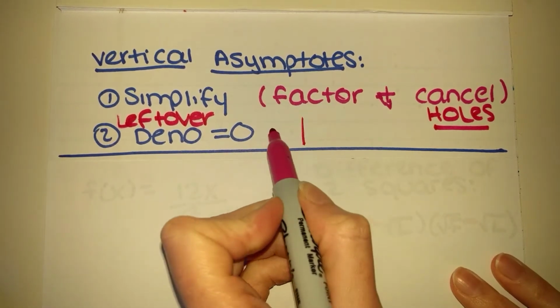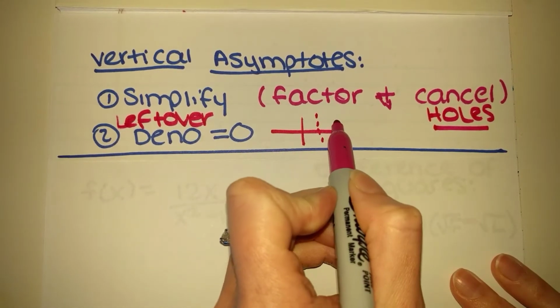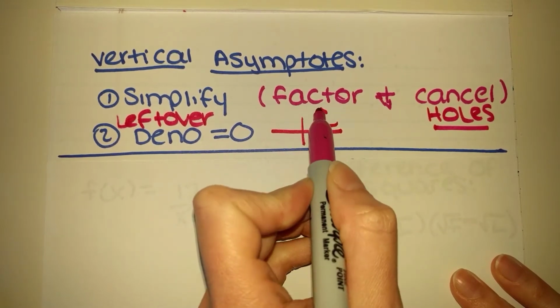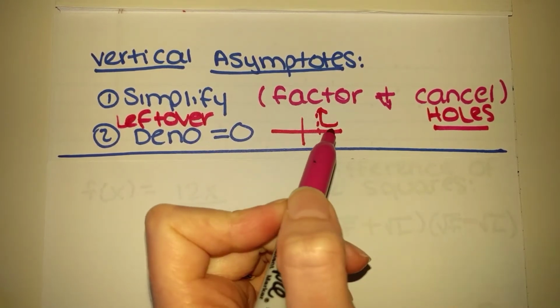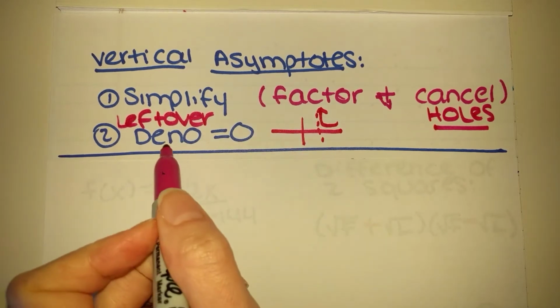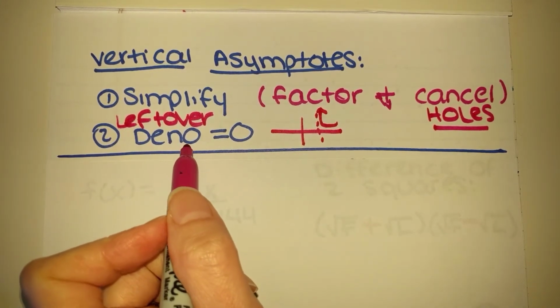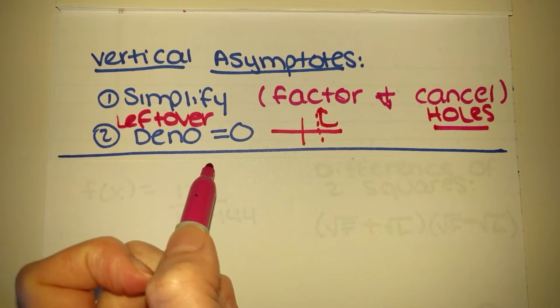And remember, when you're talking about a vertical asymptote, you're really having this blowing up of the graph, and that blowing up is being caused by the fact that the denominator is very, very small. So that's why we're setting the denominator equal to 0.